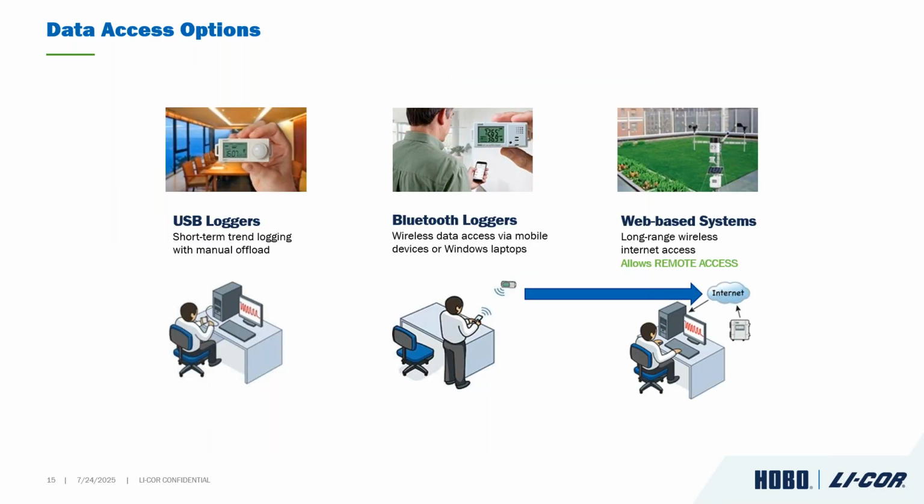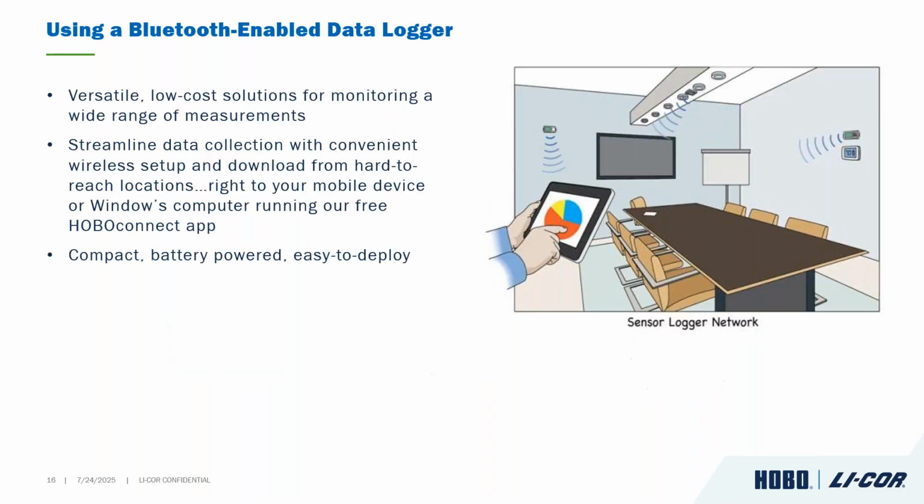All right, those are all of our USB options. So we're going to look a little bit into our Bluetooth capabilities. Using a Bluetooth-enabled data logger is quite simple. It's a low-cost solution for monitoring a wide range of measurements. It'll allow for easy streamlining data collection with a convenient wireless setup and download for hard-to-reach locations. You'll be able to download that data directly to your mobile device or your Windows computer running our free Hobo Connect app. These data loggers are compact, battery-powered, and easy to deploy.